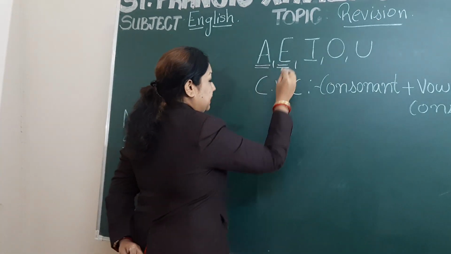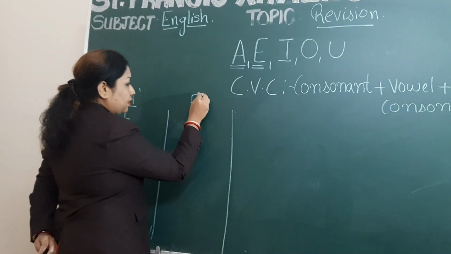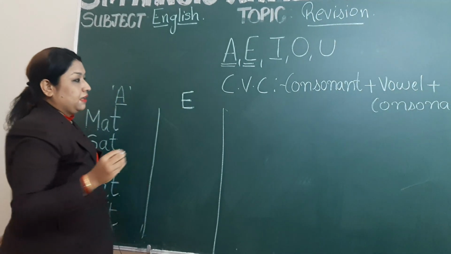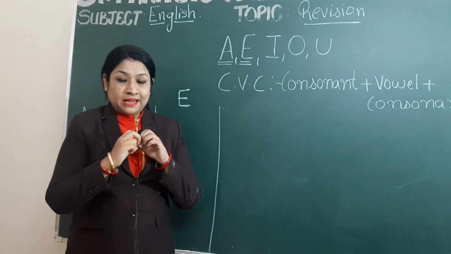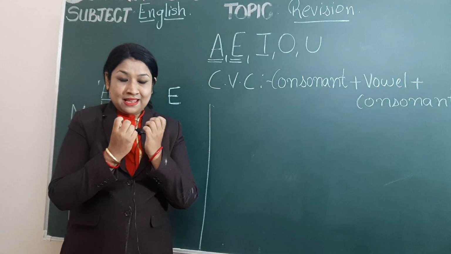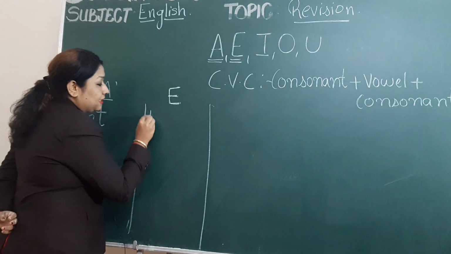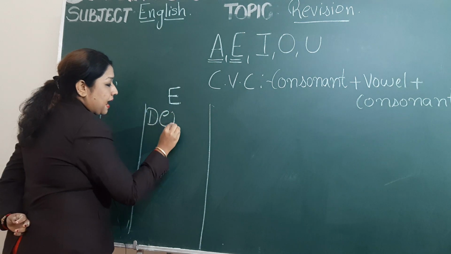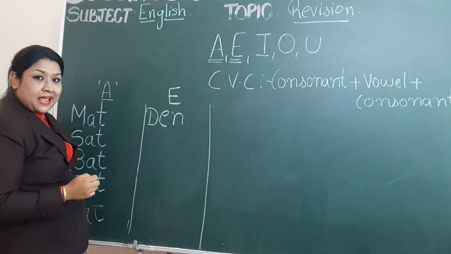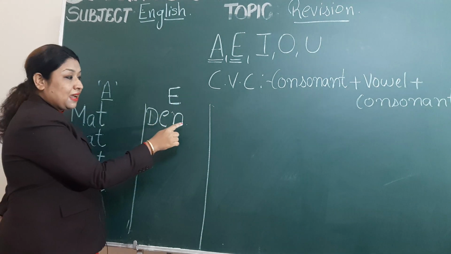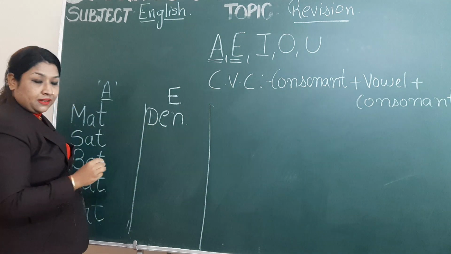Now here comes E. Do you know what the phonic sound of E is? It's a, and the action is a. The words are D E N, den. The phonic sound is d a n, den.